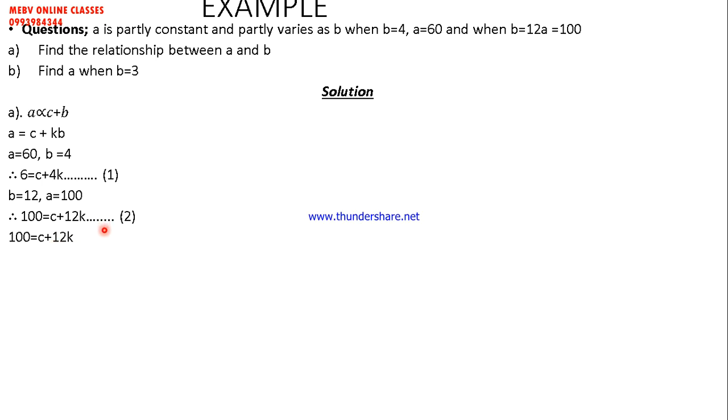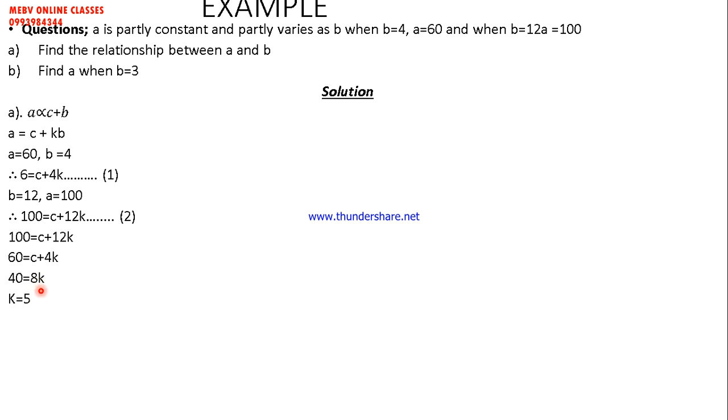Since we have 100 equal to C plus 12K as equation number 2, we are going to solve these equations simultaneously, using the elimination method. Elimination method is whereby equation number 1 is subtracted from equation number 2. So 100 equal to C plus 12K, minus 60 equal to C plus 4K. Now 100 minus 60 is 40. This will be equal to C minus C, which is 0, so C is gone here. Then 12K minus 4K is 8K.